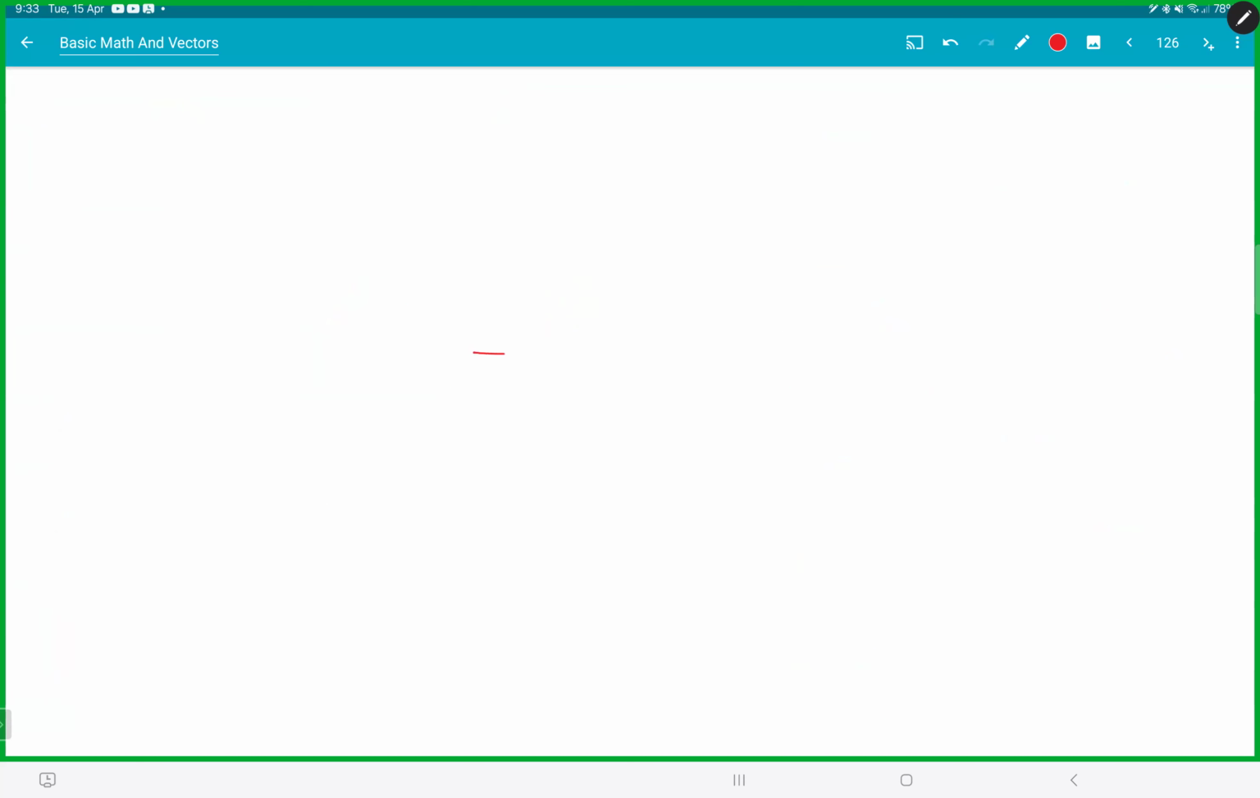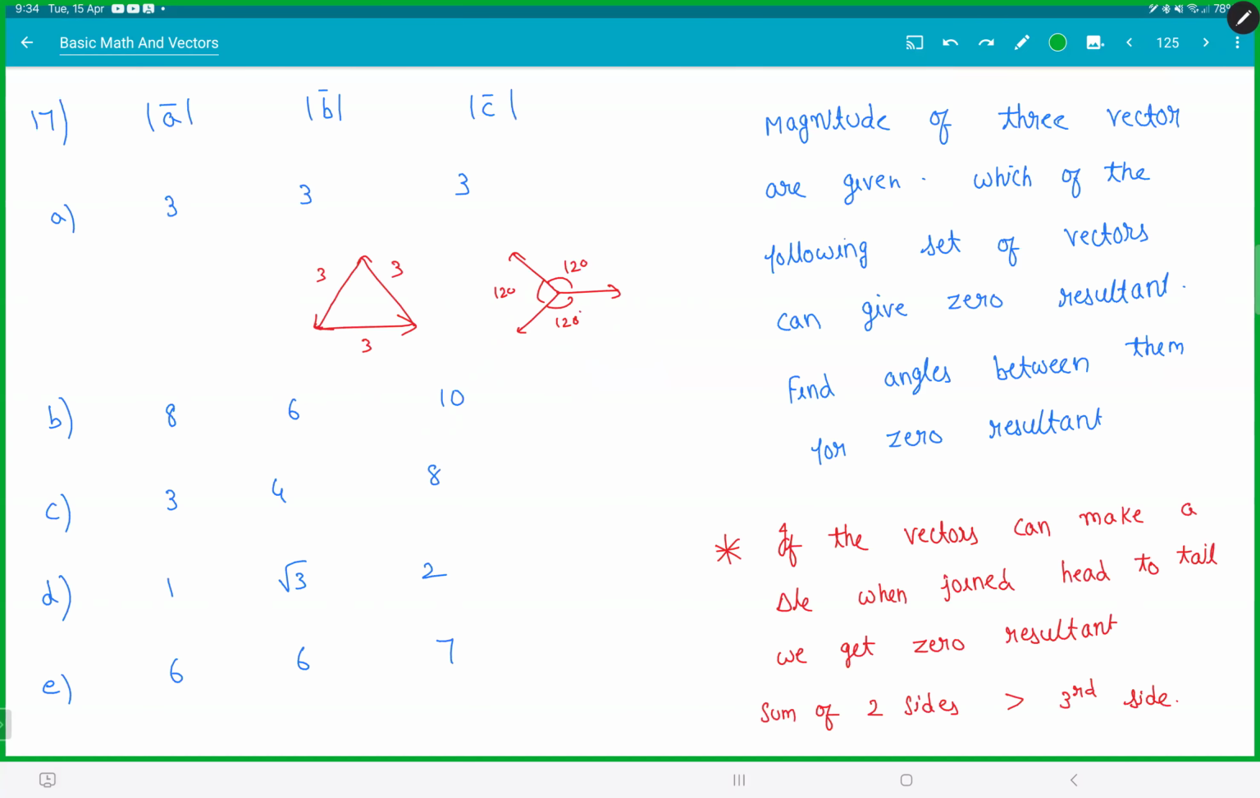Now some people will say, sir, what if I draw 3, 4 and 8 like this? See, it is forming a triangle. Again, you're missing the point. You should join them head to tail. If you walk like this, what is the displacement? You're not getting a zero displacement, right? The vector has to stop at the last tail. You can't overshoot like this.